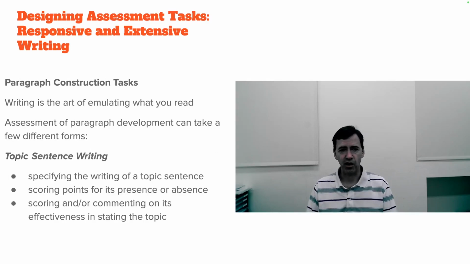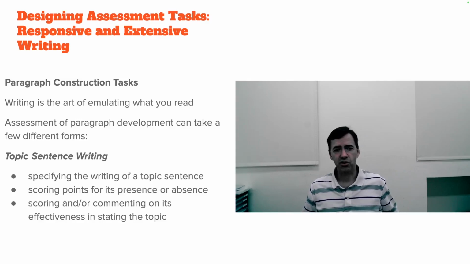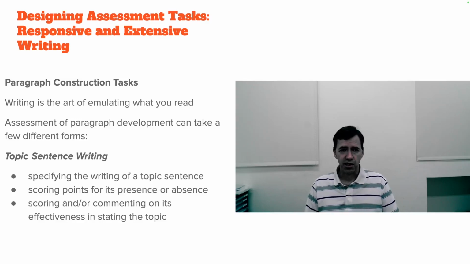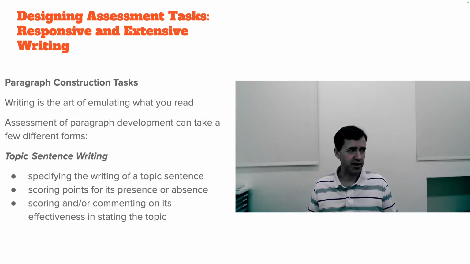Okay, the next is paragraph construction tasks. So you have to ask yourself, what is involved when students are constructing paragraphs? And actually, this is also a very important skill that students need extra practice on. So as I mentioned here, writing is the art of emulating what you read, right? You want to be able to write something that looks like the same type of writing that you've read from others. Now, when you assess a student's paragraph development, there's a couple different forms that you should be looking at.